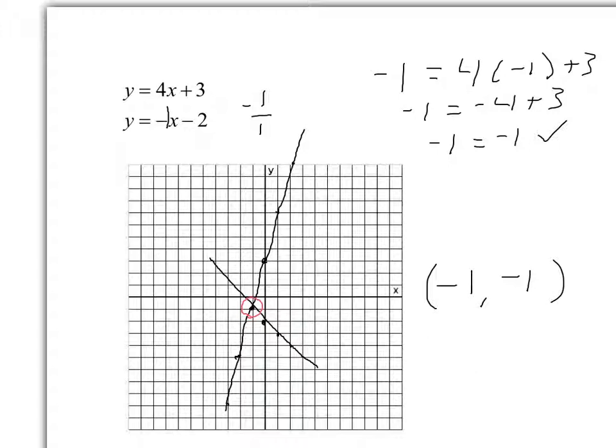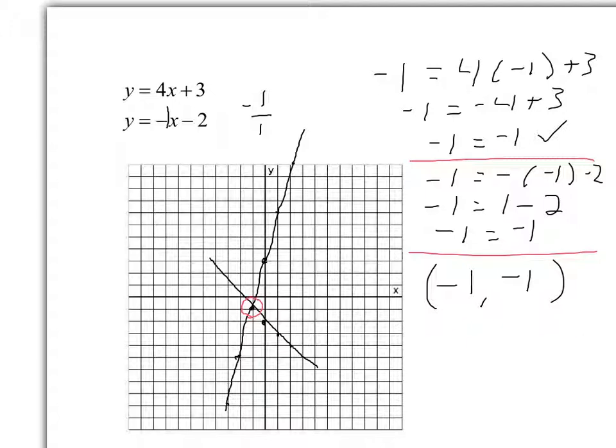Check. And then let's see if -1 equals the negative of -1 minus 2. So does -1 equal 1 minus 2? Yes, it does, because 1 minus 2 is -1. So check, that works too. So I graph both of these lines, and I look at the place where they cross. That's going to be the point that makes both of those equations true, and I've written the answer as an ordered pair.